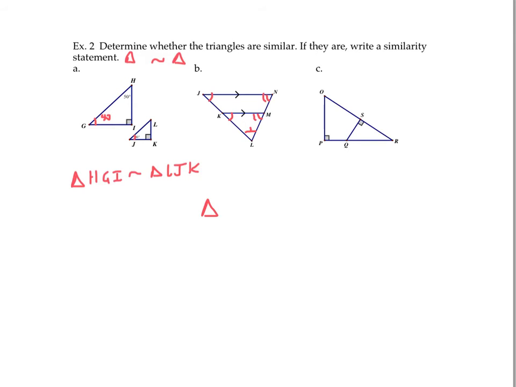So I can say that triangle JNL, that's the big triangle, is similar to triangle KML. Again, these pairs of triangles are similar by the angle-angle similarity. So this one was a yes, this one was a yes.